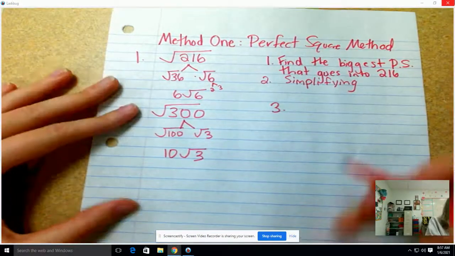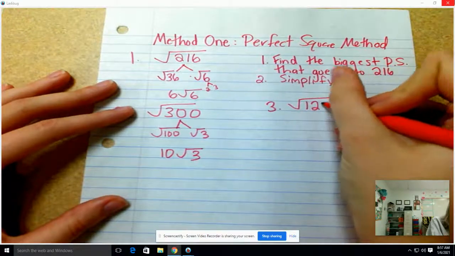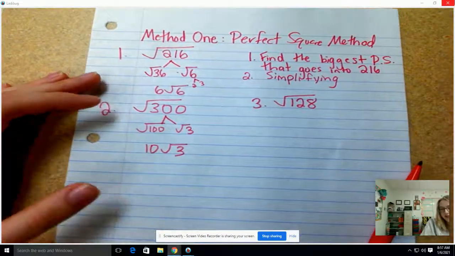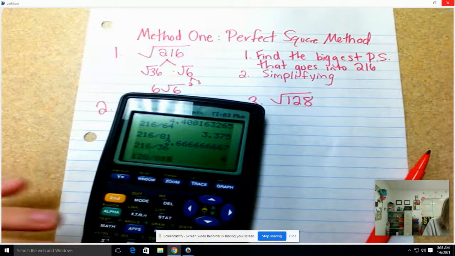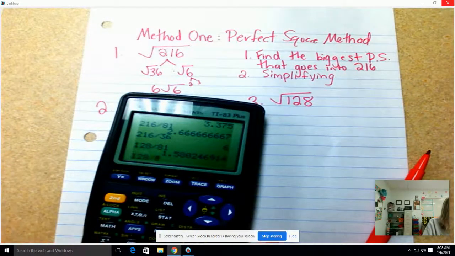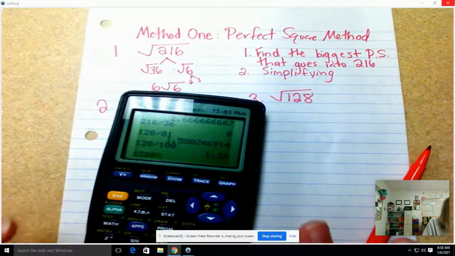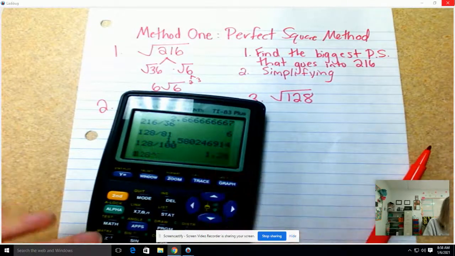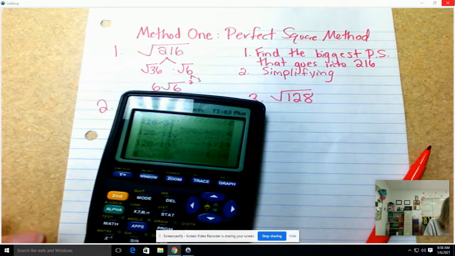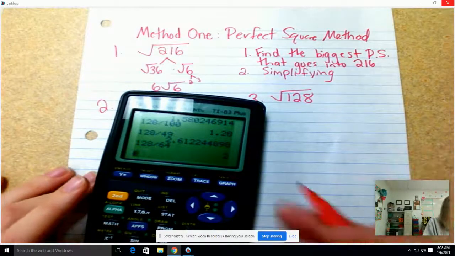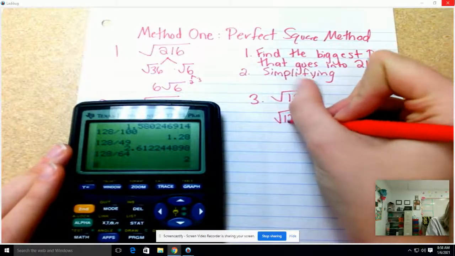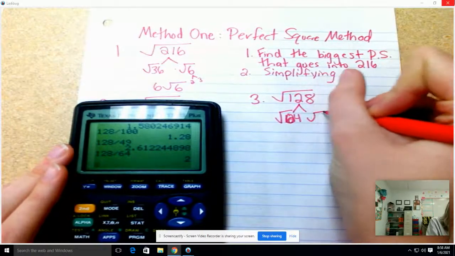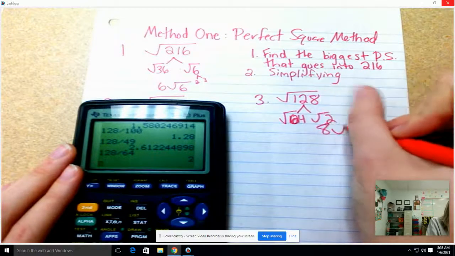And then lastly, if I want to find the square root of 128, I do some guessing and checking in my calculator. So we'll do 128 divided by 81. Nope. 128 divided by 100. No, that's not going to work. It has to be evenly divisible, so you can't be getting these big decimals. How about divided by 49? Nope, that's not going to work. Looks like I skipped 64. 128 divided by 64 is 2. Yeah, so this one works. And I'm going to get 64 times 2. Square root of 64 is 8.